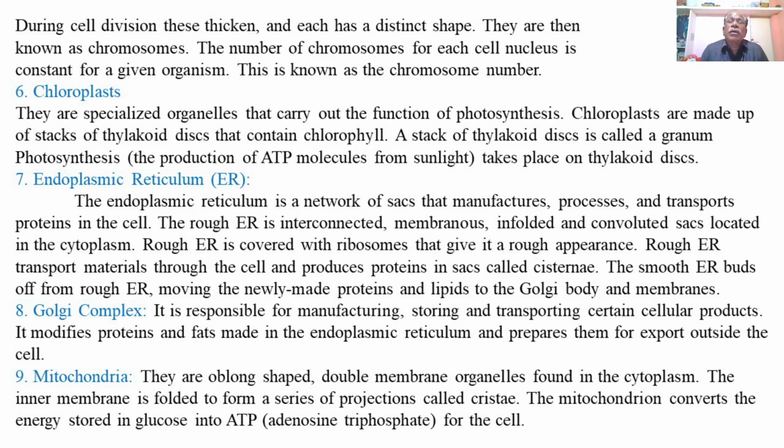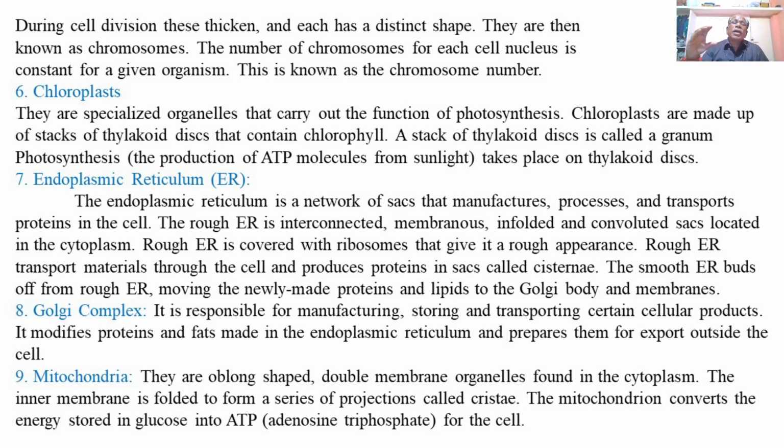Then another cell component of the plant cell, that is the chloroplast. Chloroplasts are specialized cell organelles that carry out the function of photosynthesis. Chloroplasts are made up of a stack of thylakoid discs containing chlorophyll. A stack of thylakoid discs is called a granum, or plural grana. The process of photosynthesis, that is the production of ATP molecules from sunlight, takes place on the thylakoid disc.